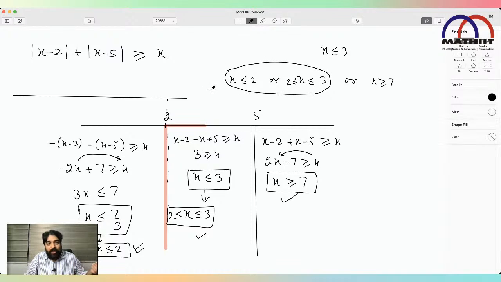This is saying less than 2 also you have to take. Suppose this is 2. Saying less than 2 also you have to take, and you have to take 2 to 3 also. So finally we can say X, we have to take everything before 3. So you can modify this totally. You can say X less than equal to 3 or X greater than equal to 7.